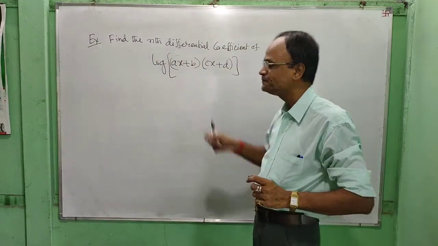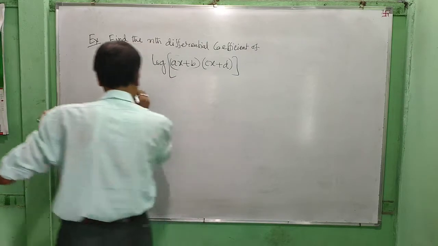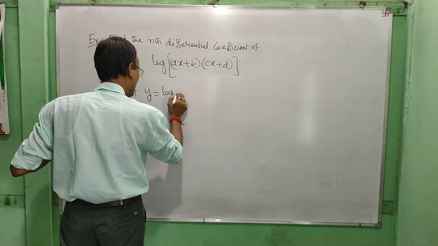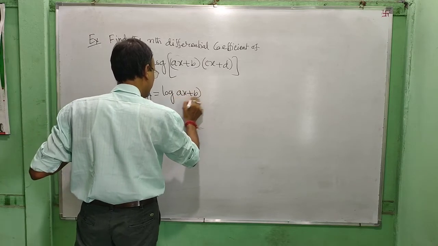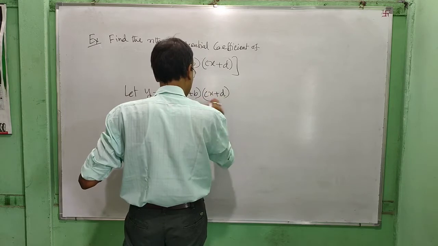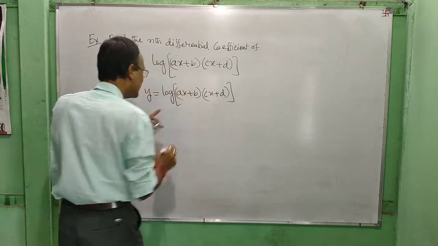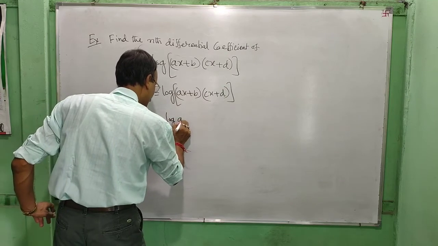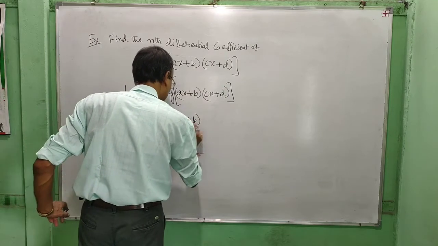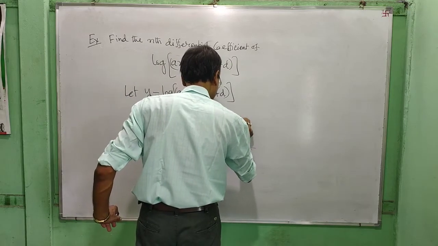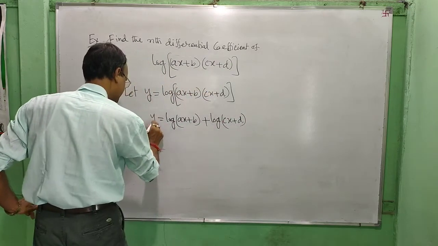Let me remind you. First, let y equal to log of (ax plus b)(cx plus d). This can be written as log of (ax plus b) plus log of (cx plus d).